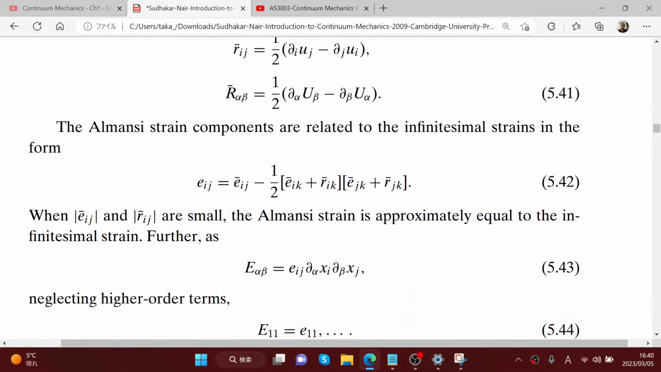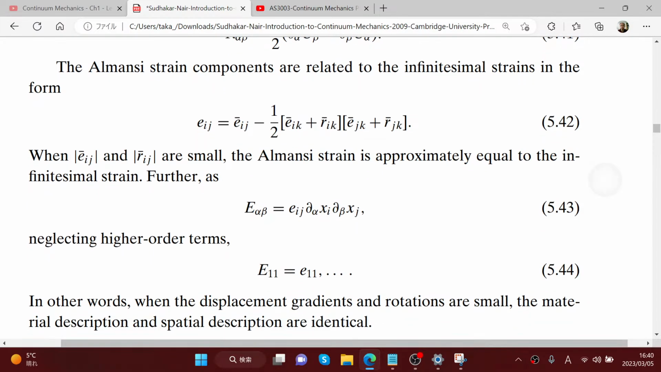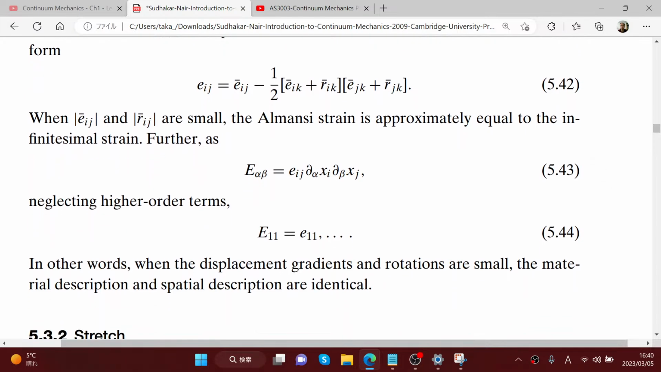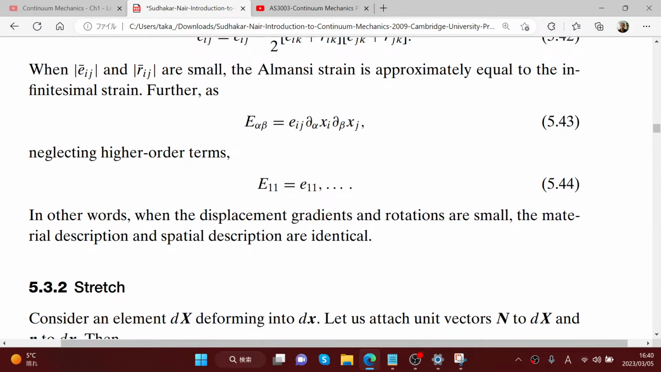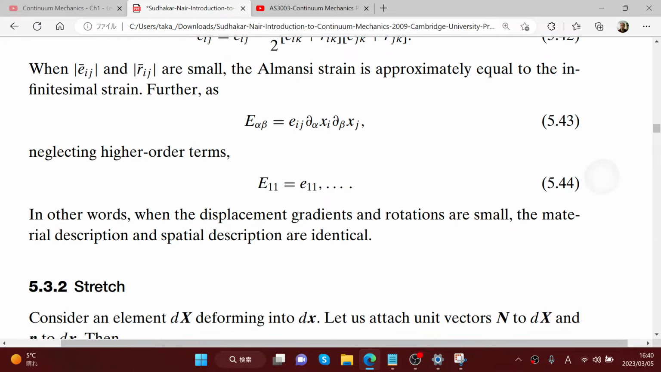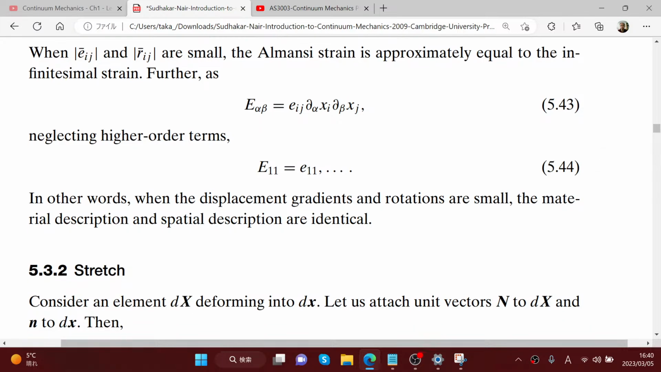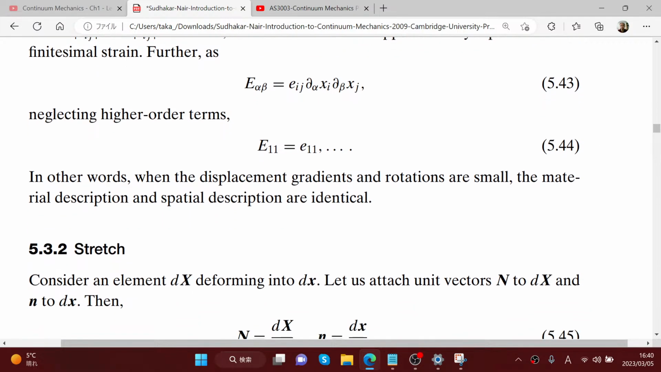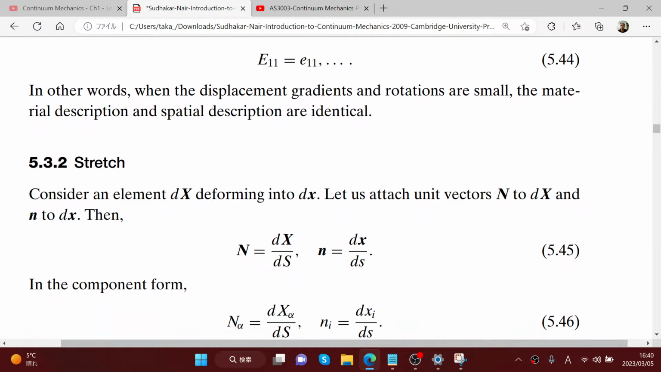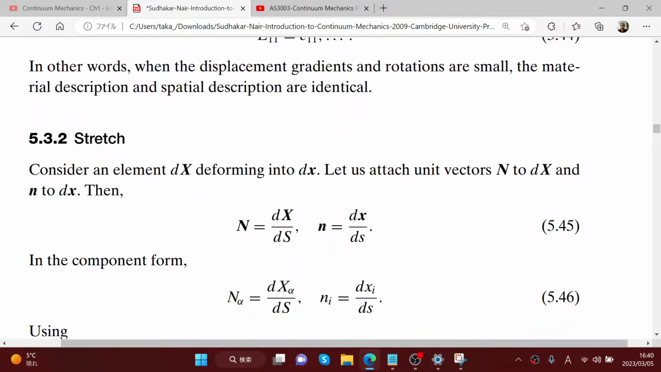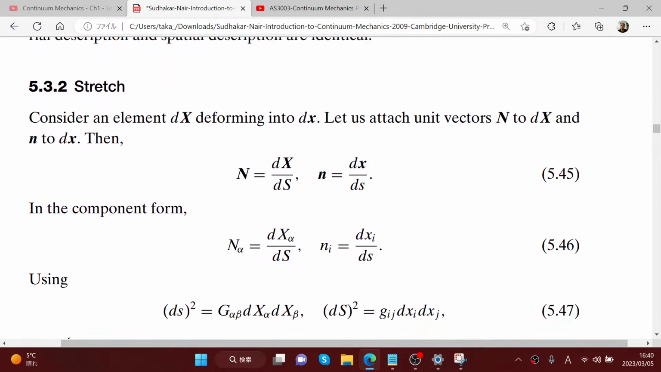The Almansi strain components are related to the infinitesimal strains in the form something like this. When Eij and Rij are small, the Almansi strain is approximately equal to the infinitesimal strain, further neglecting higher order terms. In other words, when the displacement gradient and rotation are small, the material description and spatial description are identical.